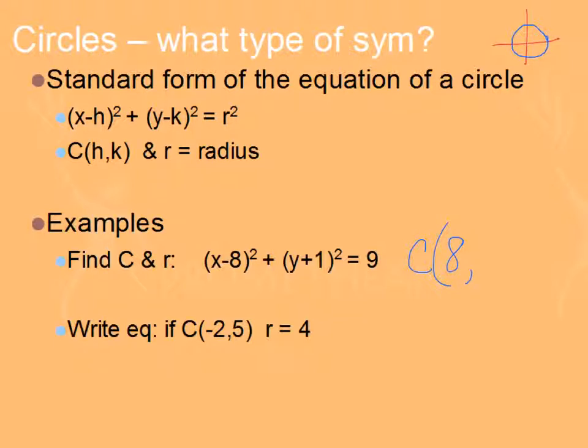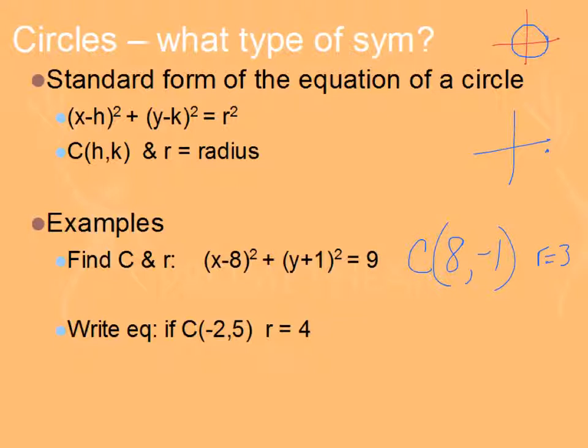And the y value has a plus 1, so I'm going to put in a minus 1. And that's the center of my circle. So if I were sketching it, it would be over 8, down 1, somewhere like right there. Okay, the radius, remember that the equation is equal to the radius squared. So if I square root this number, I would be back to r. So it looks like my radius is 3.